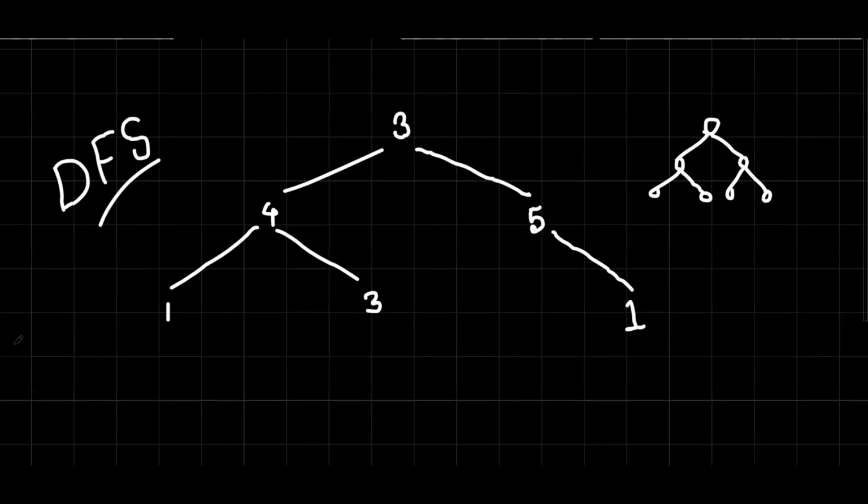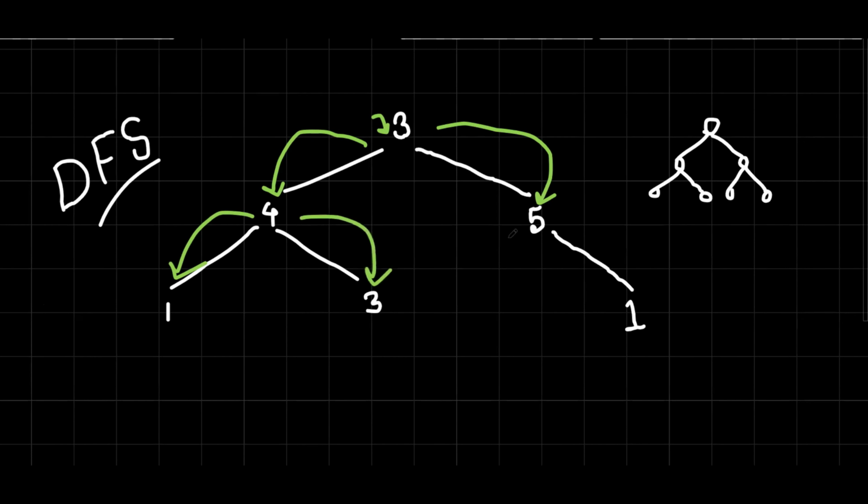Here, the solution is pretty simple. To solve this problem, we are using the depth first search algorithm. And let's consider the second example. Here, the root node is 3. The value of the left child is 4 and the value of the right child is 5. Here, the value of the left child is 1 and the value of the right child is 3. And for node 5, the value of the right child is 1. This is the basic explanation of this input tree.